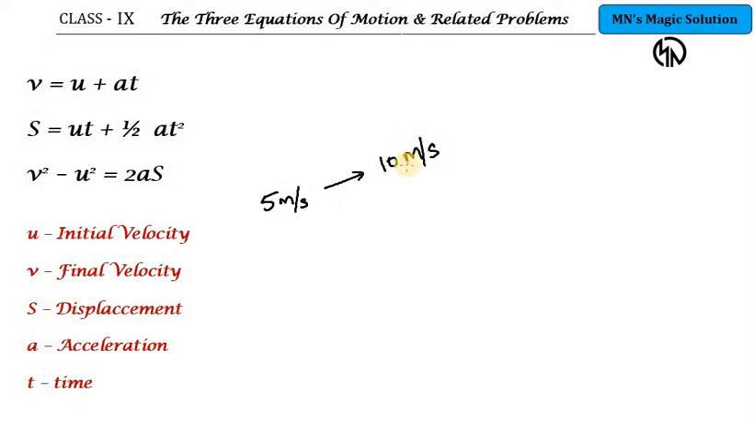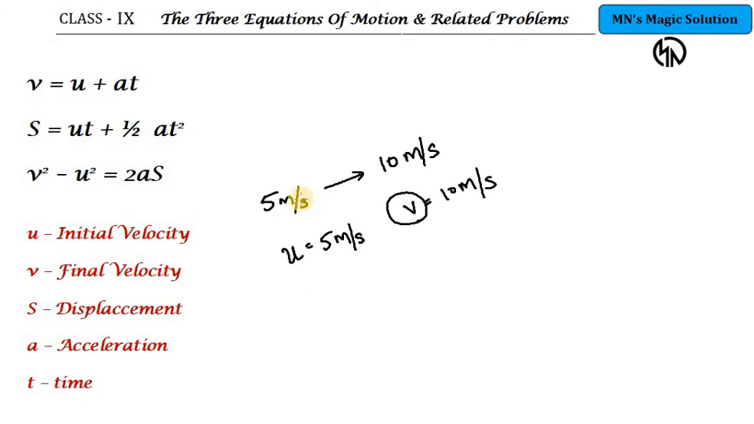So which is the initial velocity? The object was initially moving at 5 meter per second. Right now it is moving with 10 meter per second. Its initial velocity is 5, so u is equal to 5 meter per second. And final, how much has it attained? It has attained a velocity of 10 meter per second. So the final velocity we call v. So v is 10 meter per second and u is 5 meter per second in this scenario.